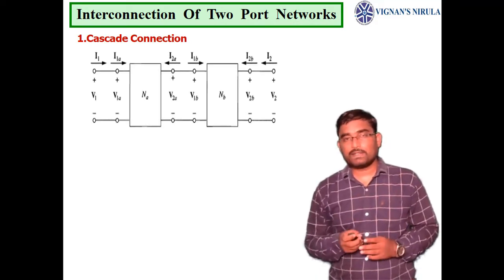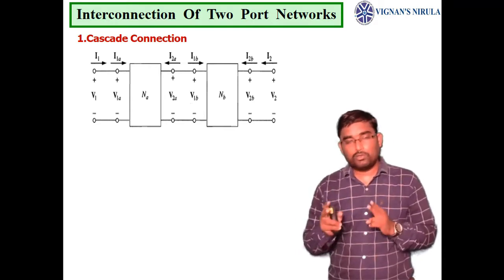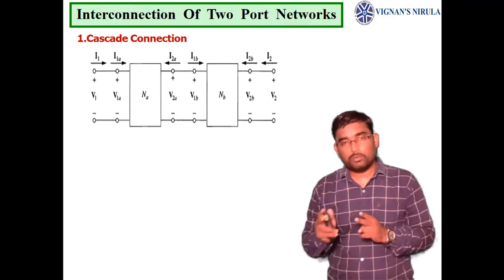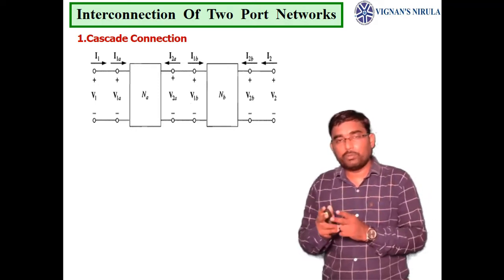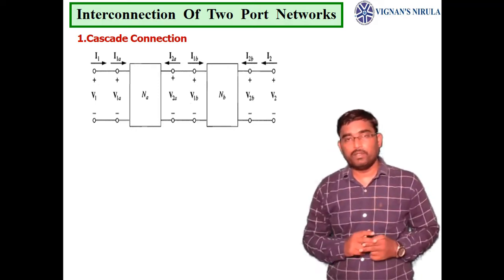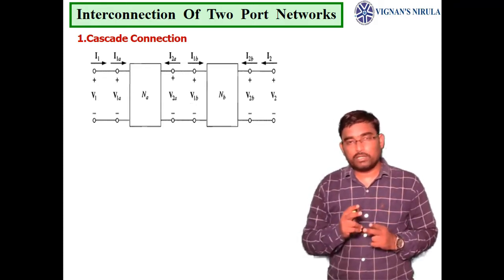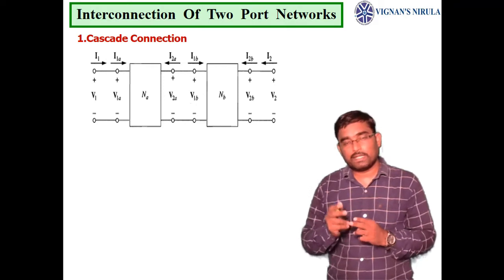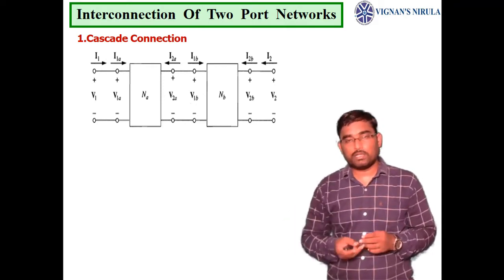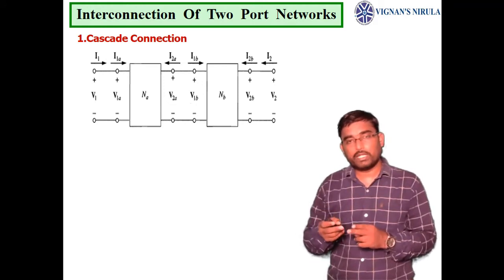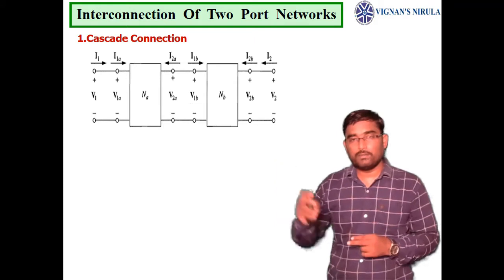What do you mean by cascade connection? Cascade connection means the output of the first two-port network should be connected to the input of the second two-port network. I repeat, the output of the first two-port network should be connected to the input of the second two-port network. In the same way, if you have a third two-port network, the output of the second two-port network should be connected to the input of the third two-port network. In that way, the chain goes on.